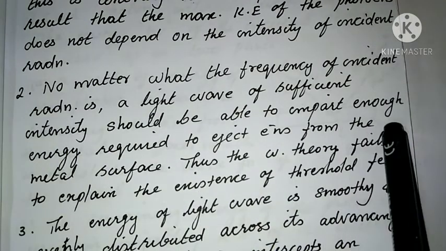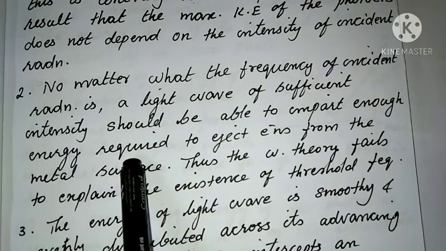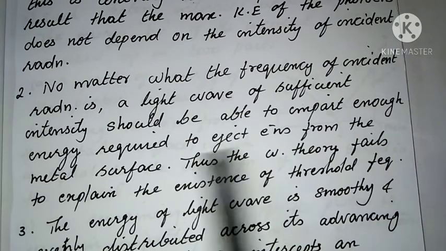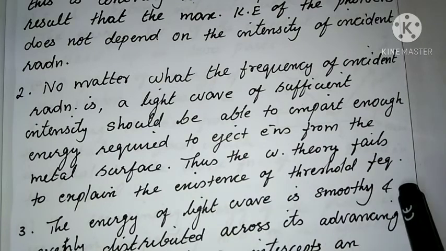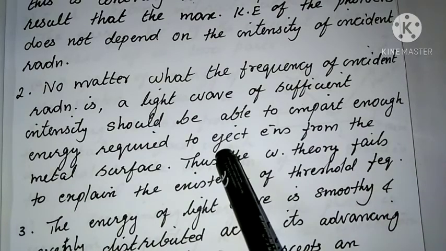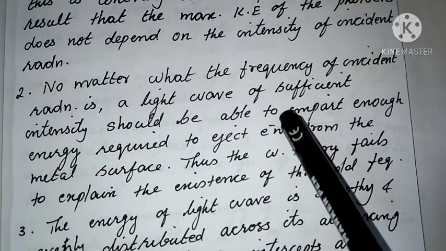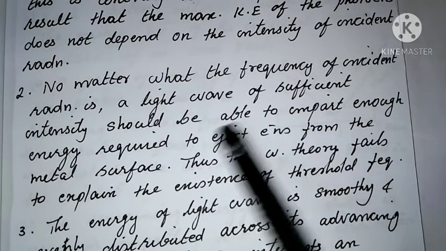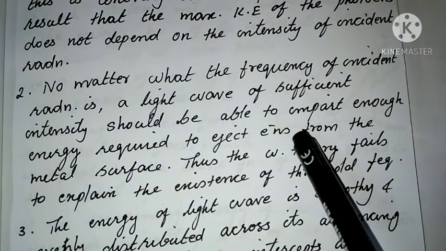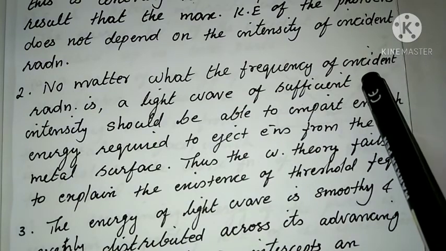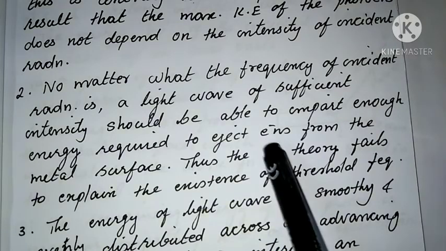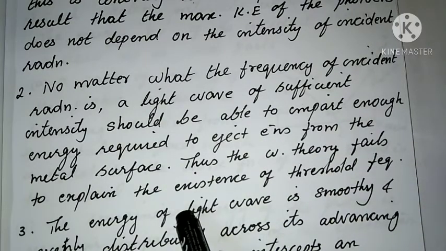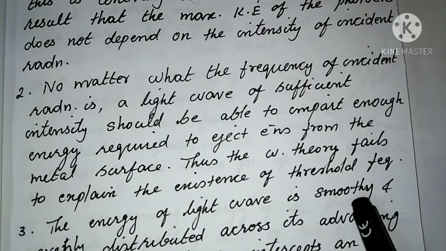Then the second point: no matter what the frequency of incident radiation is, a light wave of sufficient intensity should be able to impart enough energy required to eject electrons from the metal surface. Thus, the wave theory fails to explain the existence of threshold frequency. According to the wave theory, whatever may be the frequency, the ejection of electrons depends on the incident radiation. Because of this, the wave theory fails to explain the threshold frequency.